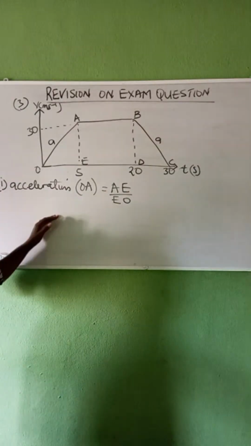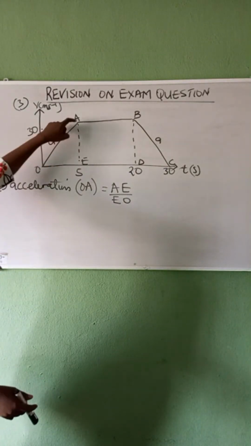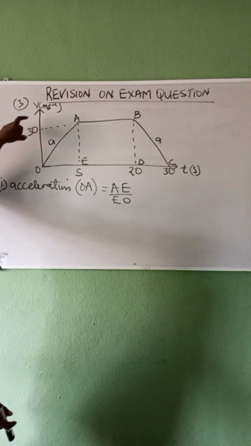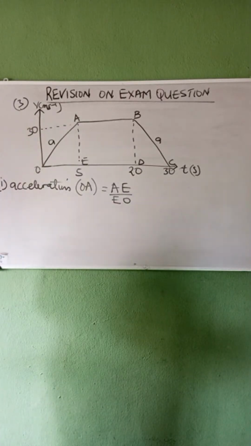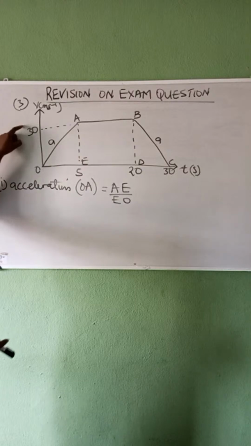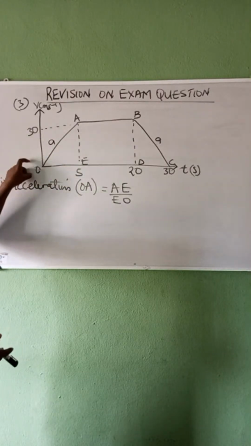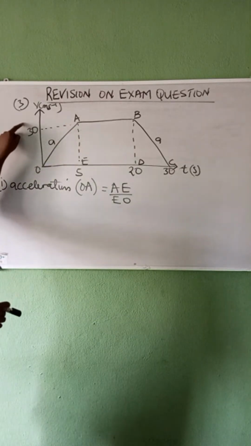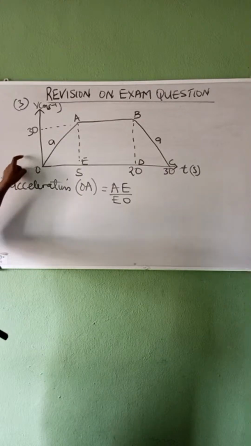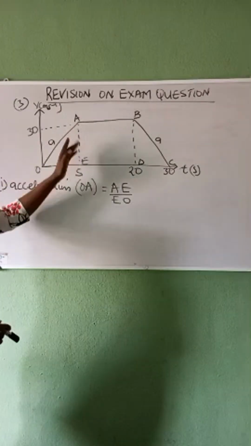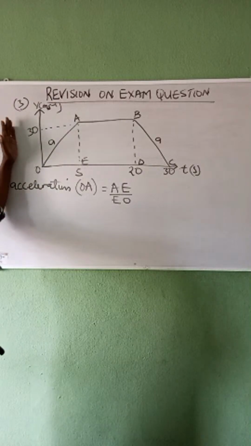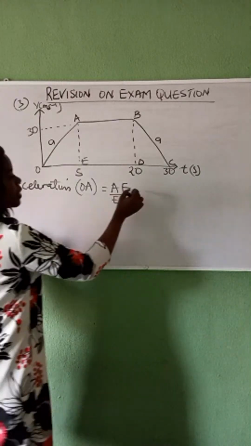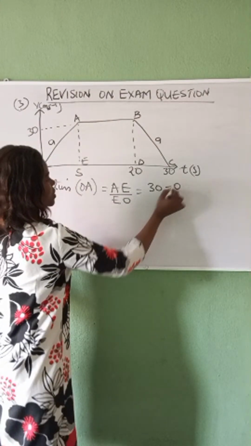Now I'm going by what we have. What is my AE? My AE is vertical. That is velocity. I will go outside here and pick the values of what I have. My A on the vertical is 30, while my E on the vertical is 0. Don't get it confused. So A here is 30, while E here is 0. So I'm going to have 30 minus 0.